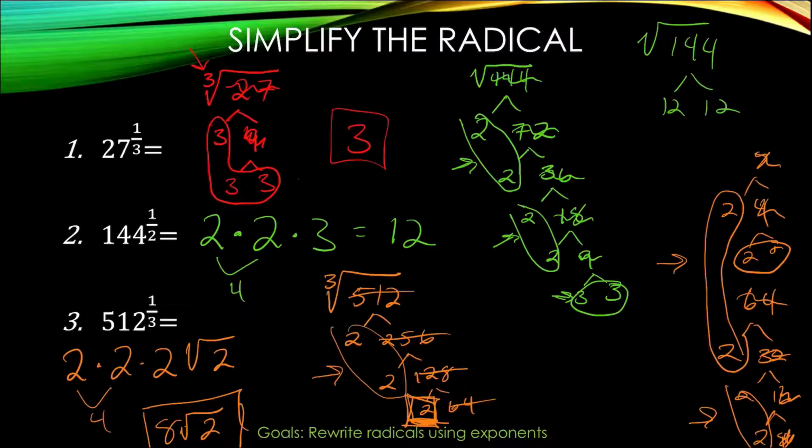So what I'm going to do real fast, I'm going to switch over to another page. I'm going to make sure that we got that 8 square roots of 2, just so I can be a little bit more organized. So what I have is the cubed root of 512. So 512 divided by 2. I'm going to pull out my calculator just to make sure I'm doing this right. 512 divided by 2 is 256.